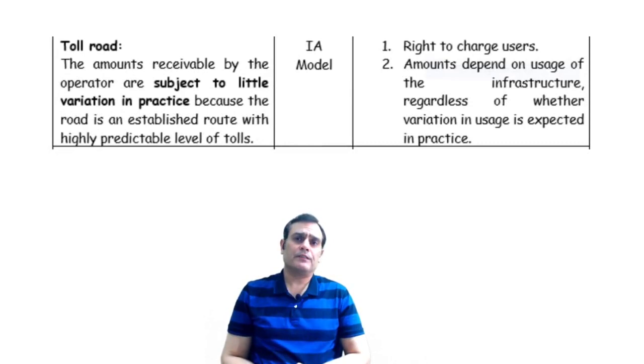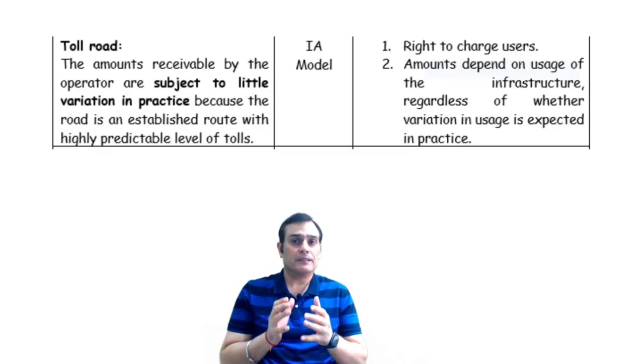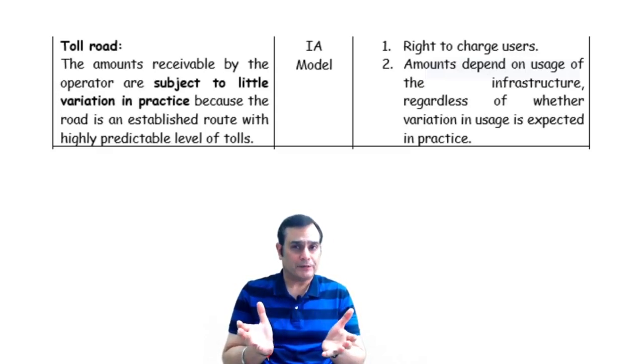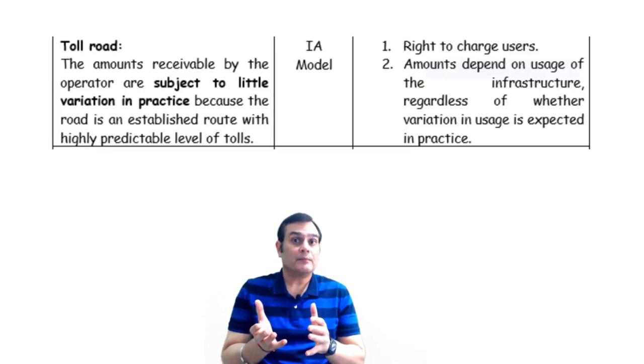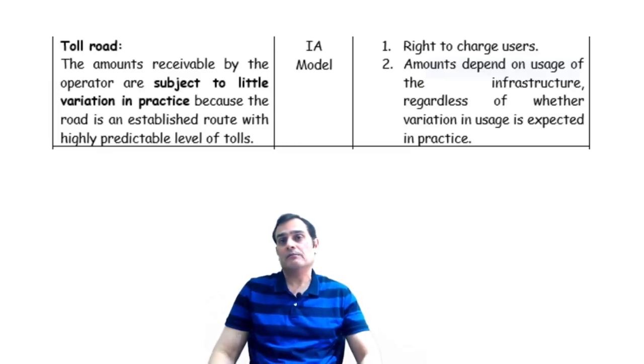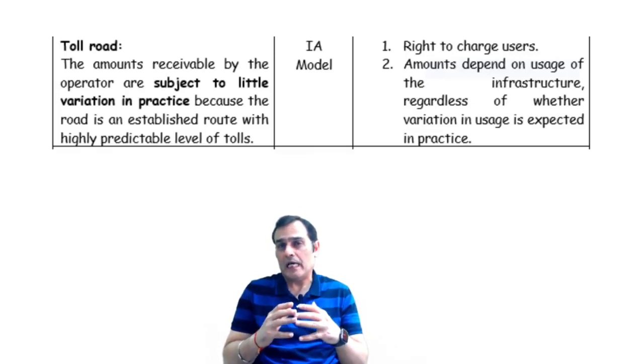Imagine the grantor has given the operator the construction of a toll road. The amount receivable by the operator is subject to little variation in practice because the route is an established route with highly predictable levels of tolls. But even though the predictions might be good, and it is a very established route, that can ensure income, but it doesn't give you an unconditional right to receive money. So in this particular case, we cannot use a financial asset accounting model because you might be quite certain about getting an amount, but what is important for the financial asset accounting model is that you should be assured of an unconditional right to receive.